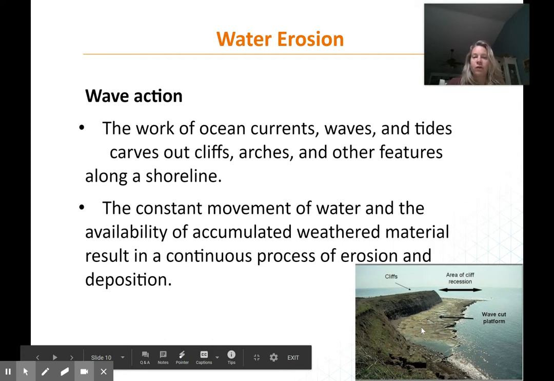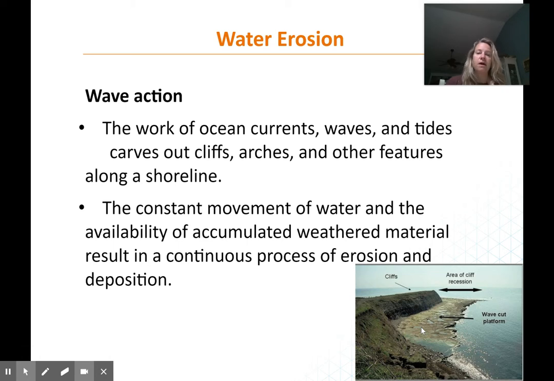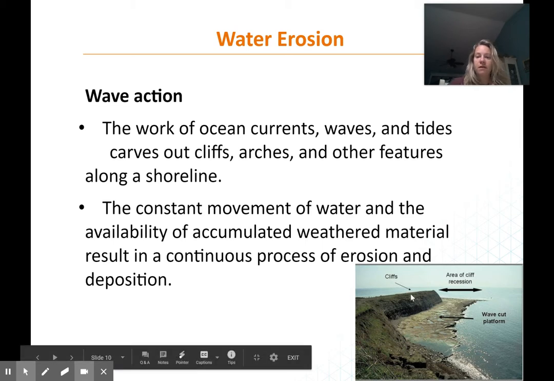The Northern California coastline is a great example. So up by Eureka, Trinidad, all along the Northern California coast, you've got this good example of these cliffs and platforms and lots of erosion.